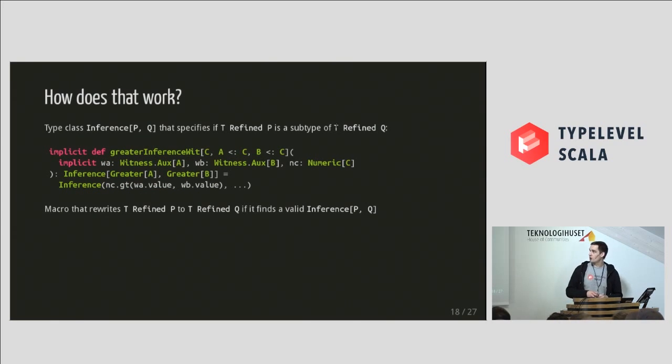So how does that work? This is also type class based. There's an inference type class in the library that specifies if one refined type is a subtype of another. And here's an example of the inference for greater, where we get the values of the literal singleton types of the greater predicates and compare these two. And we say inference is valid if the first value is greater than the second. And then we have an implicit macro which rewrites or converts T refined P to T refined Q if it finds a valid inference.